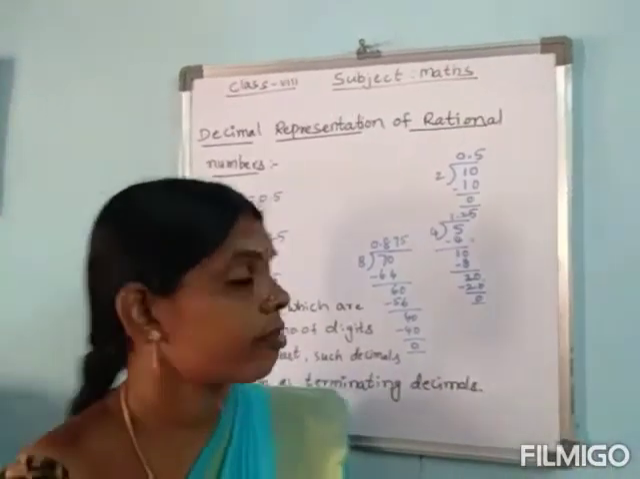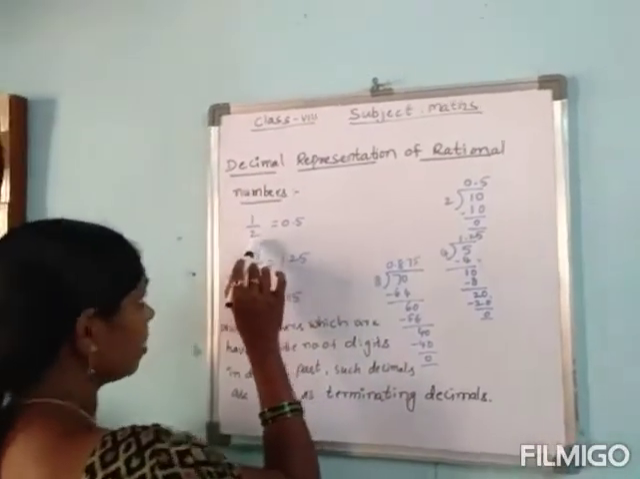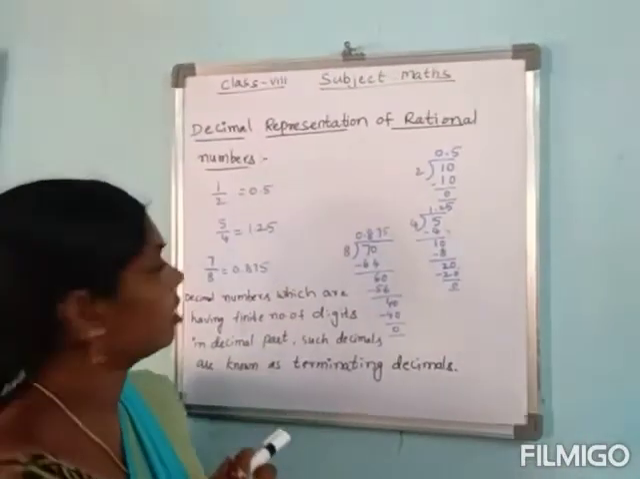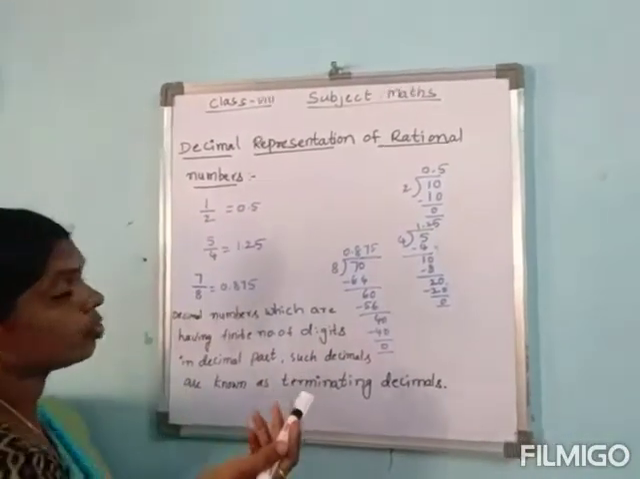Decimal representation of rational numbers. Taking 1 by 2, is it a rational number or not? Yes, it is in the form of p by q. So this 1 by 2, I am converting into decimal form.